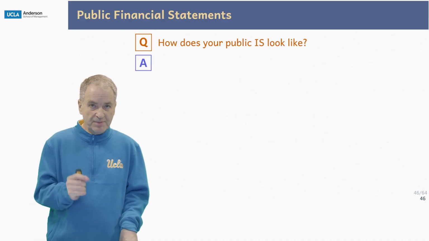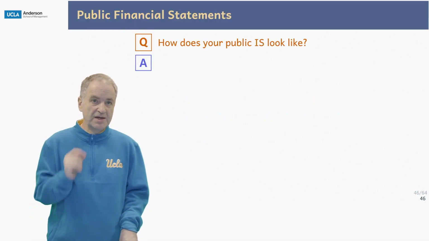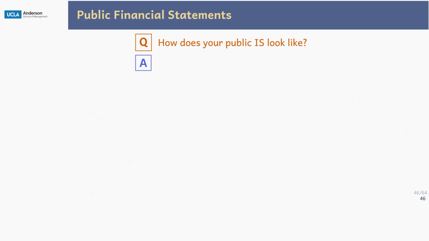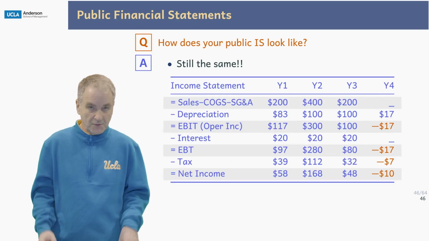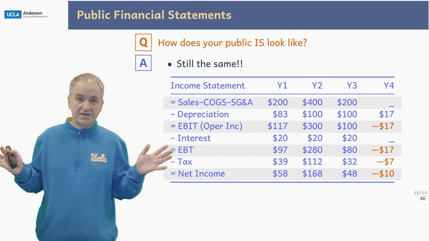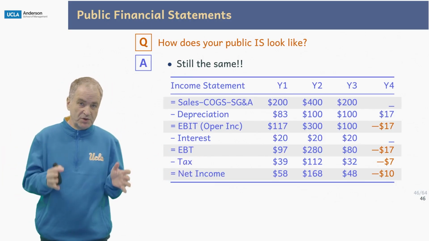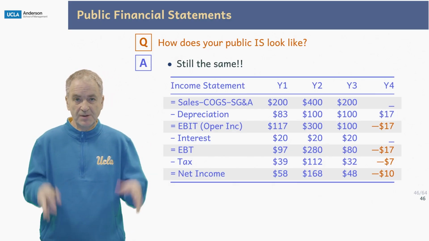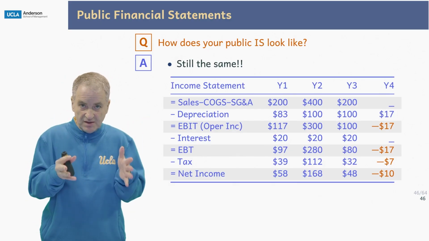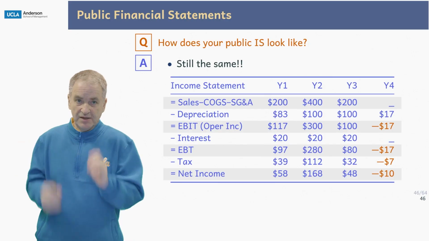How does our public income statement look like now? Please pause this video now, answer the question on a piece of paper, and then continue. Still the same. Nothing has changed. The accountants will book the sales because we are certain that we're going to get the money in the future. The sales have occurred at the moment, even if we only get paid later on.